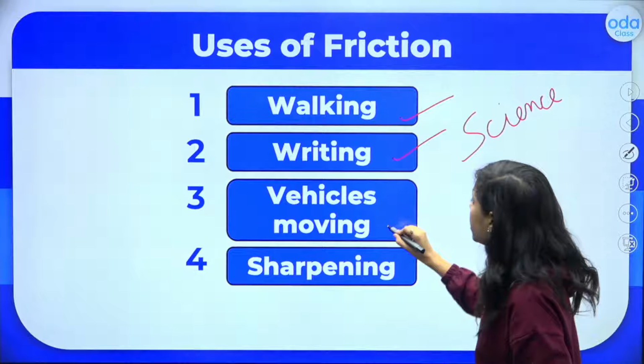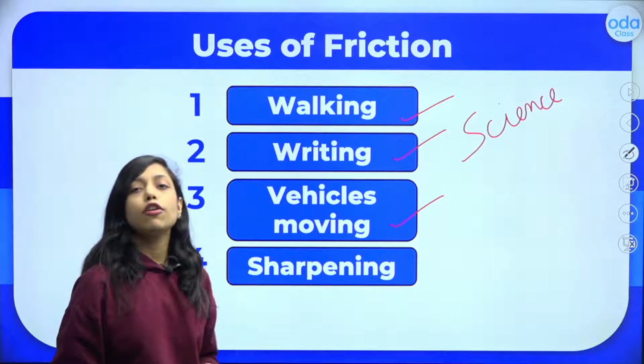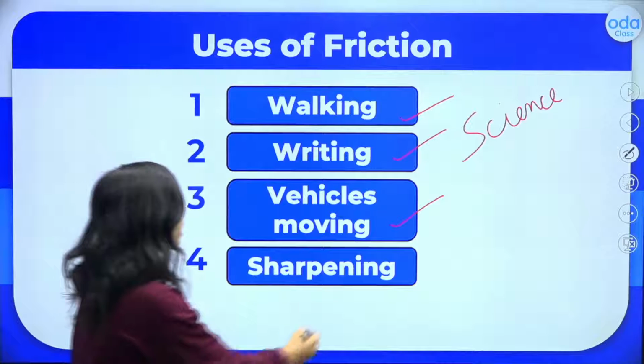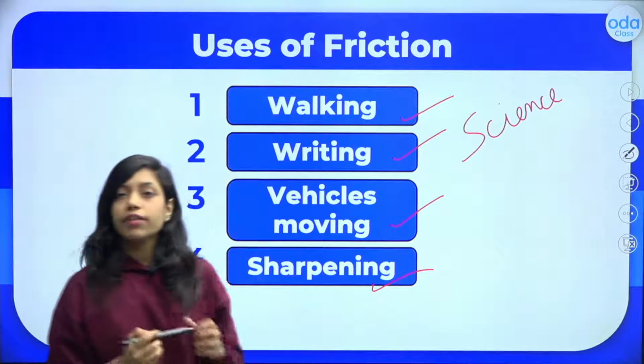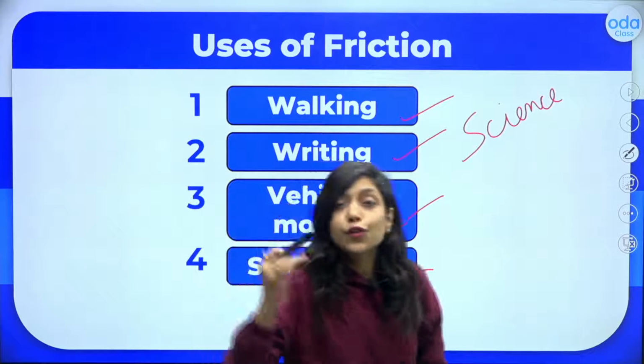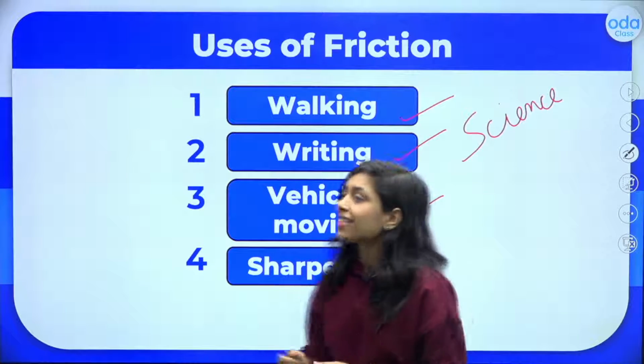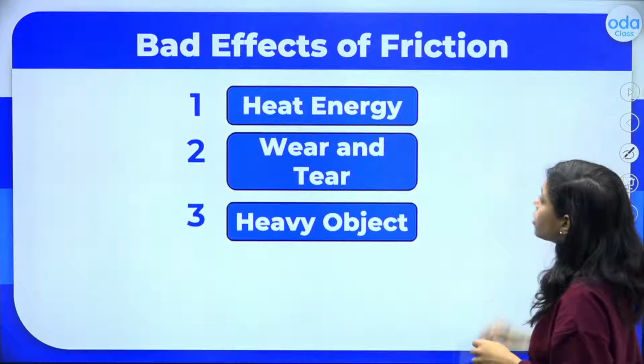Vehicles can easily move because of friction, and you can control the movement of a vehicle because of frictional force. Also, sharpening of a knife works because there is contact between two surfaces. So these are some uses of friction, and when there is some good thing, there will be some bad things, right? So what are the bad effects of friction?